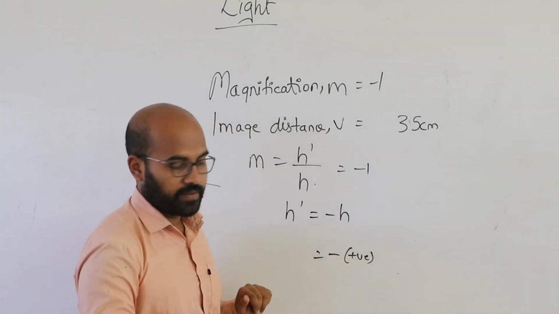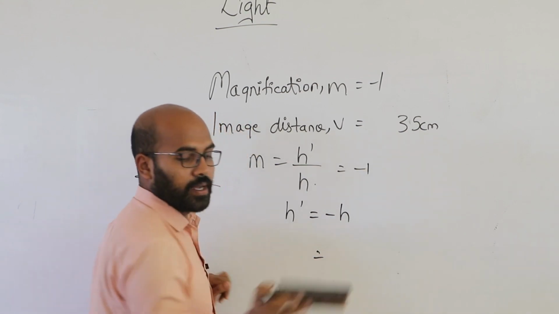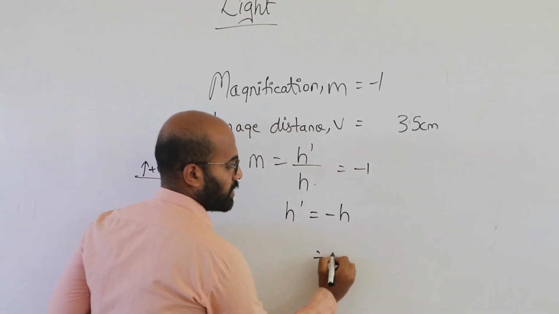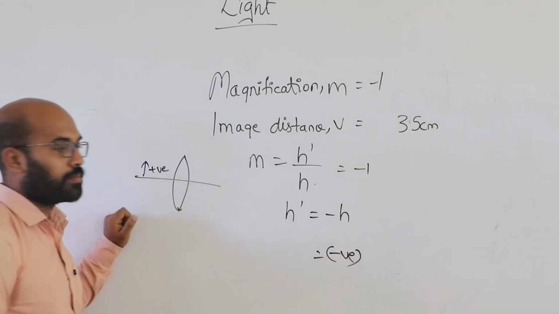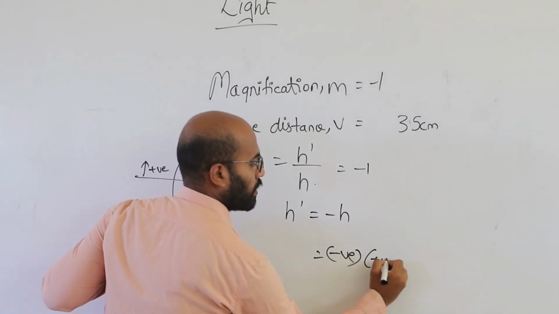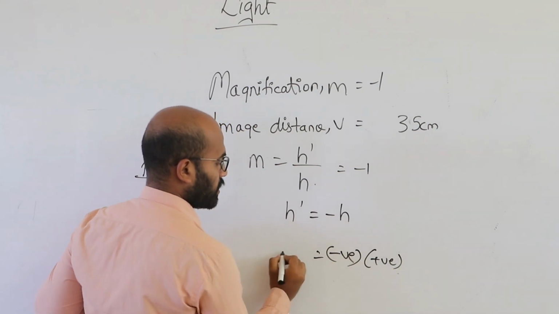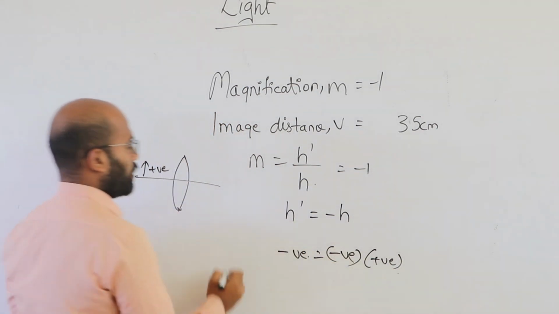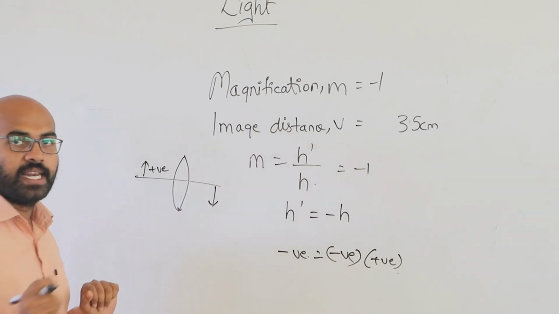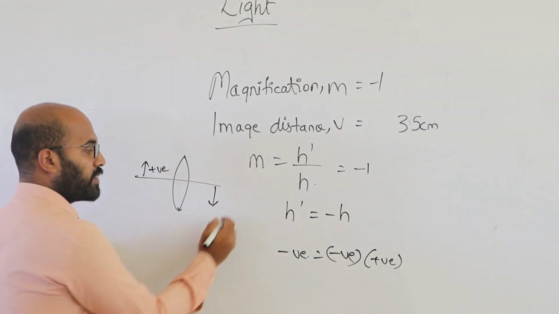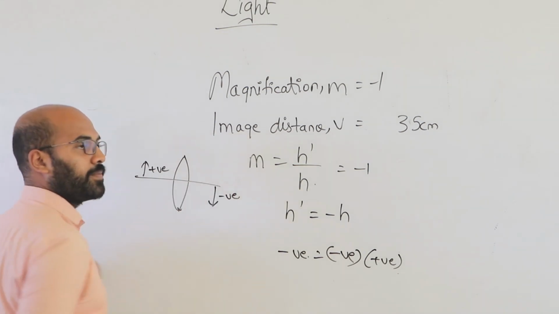So negative into positive. Let me write it like this: it's minus x, negative. Here the height of the object is positive. Negative into positive is negative. So obviously the height of the image, if it is real and inverted, will be negative.